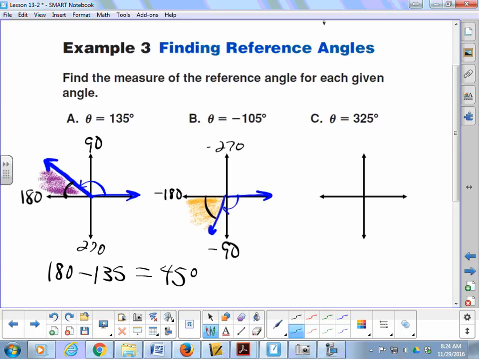So, I don't like working with negatives. Okay, so I can just think of this as how far is it from 105 to 180? And that would be 75 degrees.